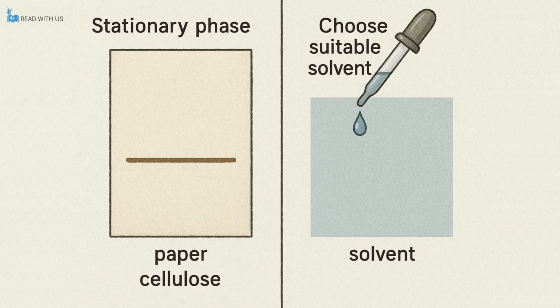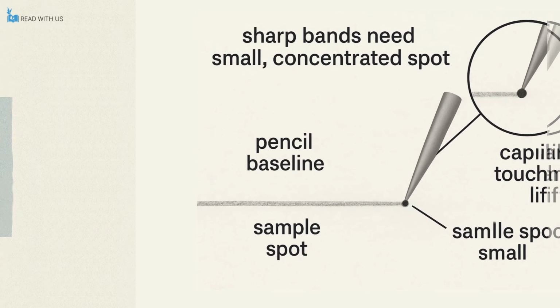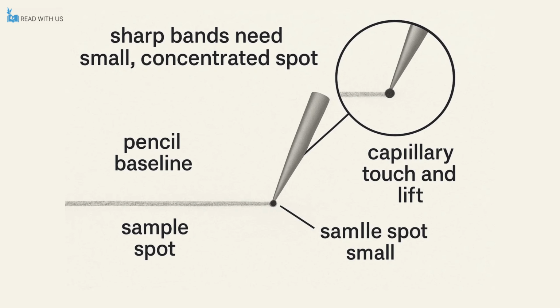The paper acts as the stationary phase made of cellulose, and the liquid in the jar is the mobile phase, and we choose a solvent that moves the sample without dissolving the paper. A tiny spot of the sample is placed on the pencil baseline because pencil does not dissolve, and the spot must be small and concentrated so the bands are sharp.